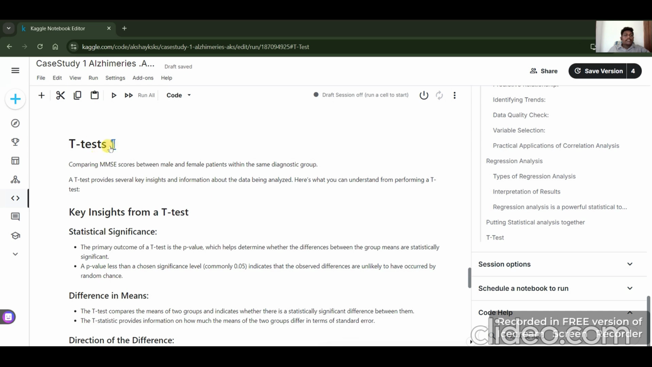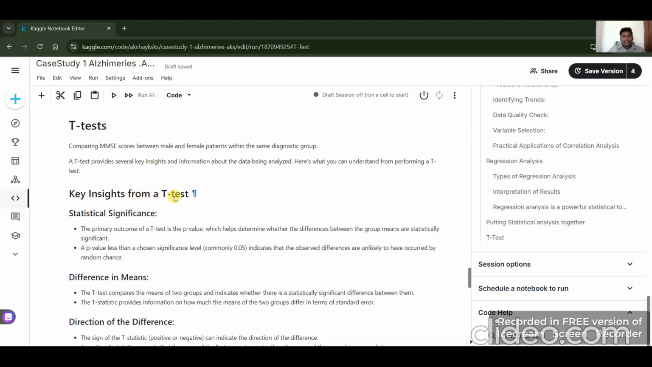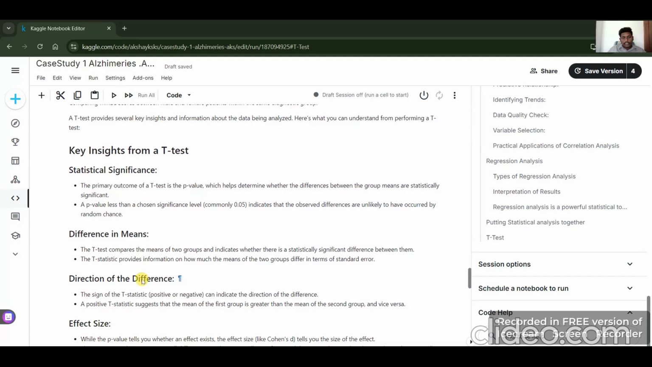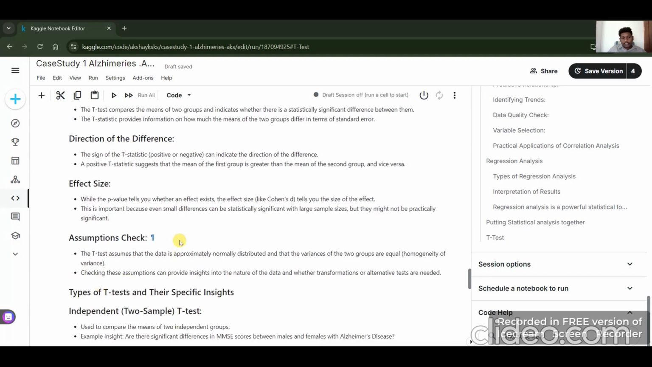Next, we will discuss the t-test, comparing MMSE scores between male and female patients within the same diagnostic group. A t-test provides several key insights about the data being analyzed, and this is what you can understand by performing the t-test. Key insights from a t-test: statistical significance, difference in means, direction of difference, effect size, assumption checks.